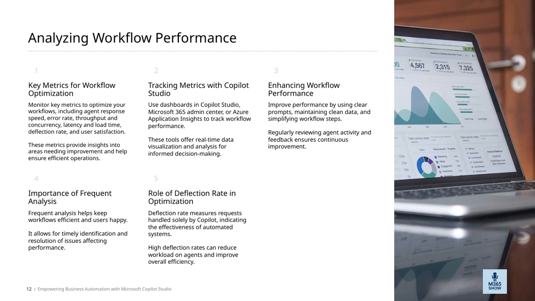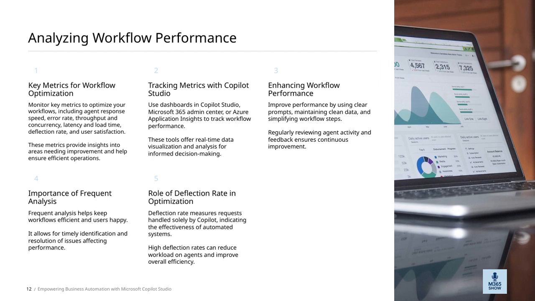It also allows us to quickly identify any issues that might be impacting performance, so we can address them before they become bigger problems. To continually improve, we should focus on making our prompts clear, keeping our data clean, and simplifying workflow steps where possible. Reviewing agent activity and feedback regularly is essential. This ongoing review drives continuous improvement and keeps our systems aligned with user needs.